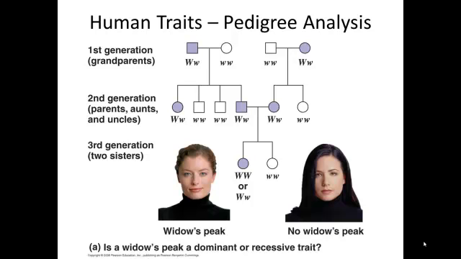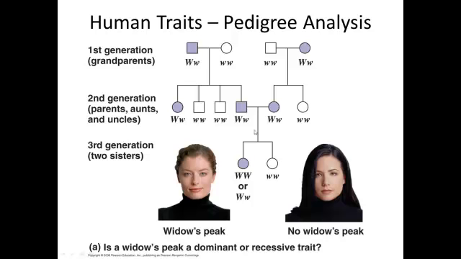For example, we can do a pedigree analysis on these two sisters and see where the sister without the widow's peak got her recessive alleles. She got them from both parents, who were heterozygous. The sister with the widow's peak is more difficult. If one of her parents didn't have a widow's peak, we'd know she was heterozygous.